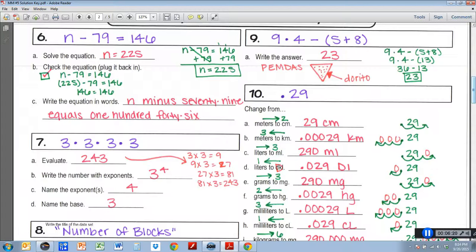And that's all we have for multiplication and division. So our last step is to add and subtract. 36 minus 13 equals 23, and we are done.